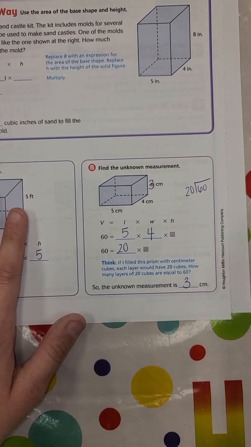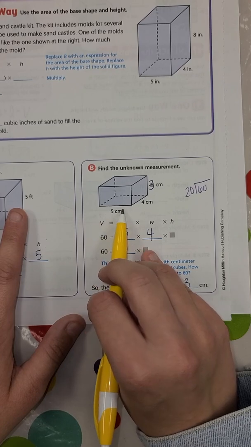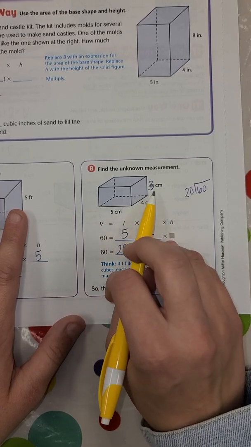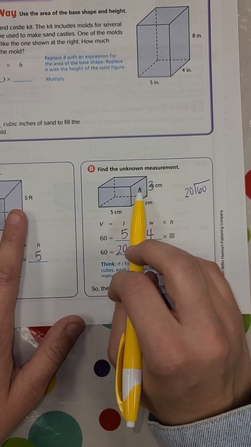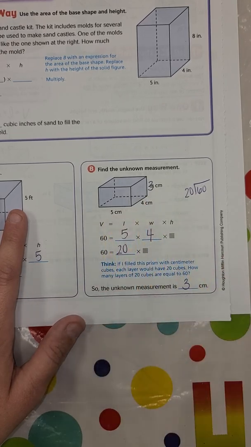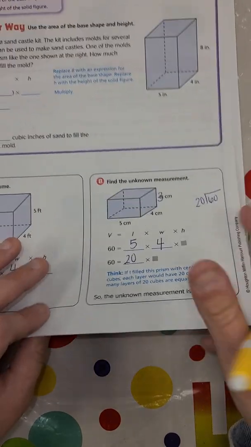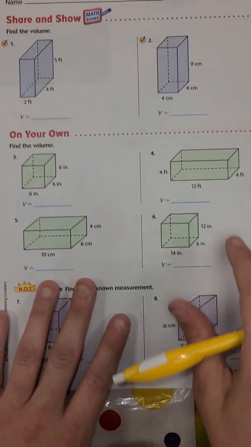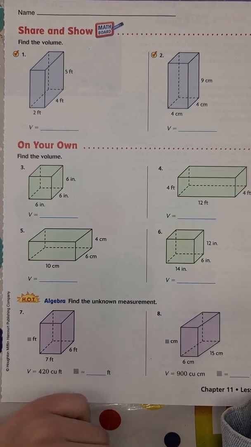Now if you got something like 30 centimeters, just as a for instance, look at what that would look like. We have 5 centimeters, 4 centimeters, and if you put 30 centimeters, does that make sense? No, because this side is much smaller than these two. So make sure when you're plugging it in, it actually makes sense. All right, so these are the ones that we're going to do a couple together, and then I'm going to let you do a couple on your own.